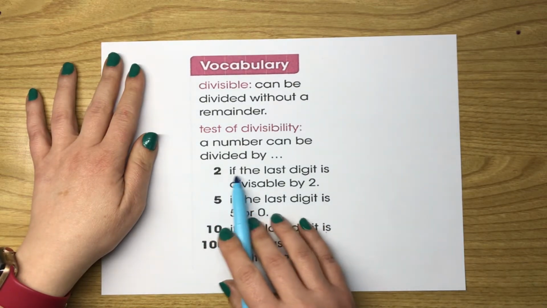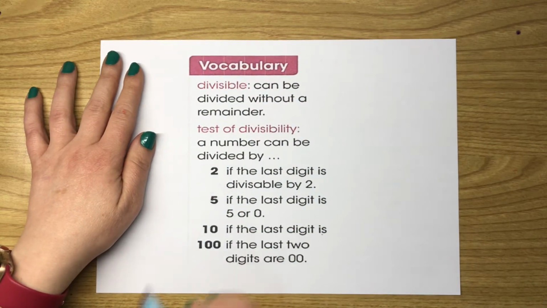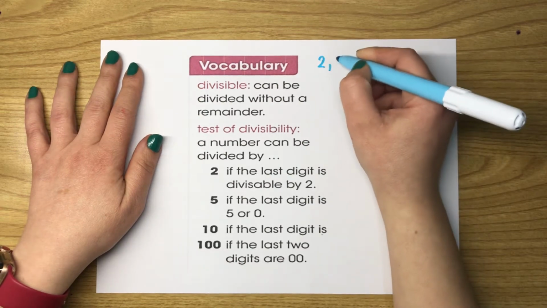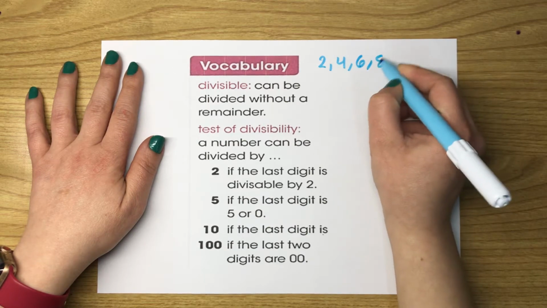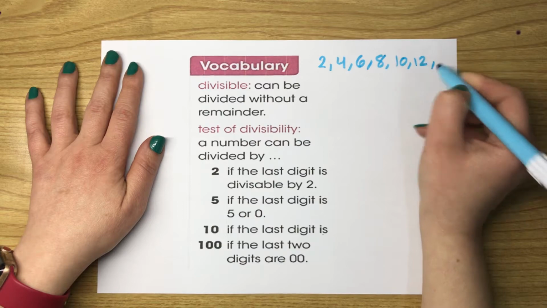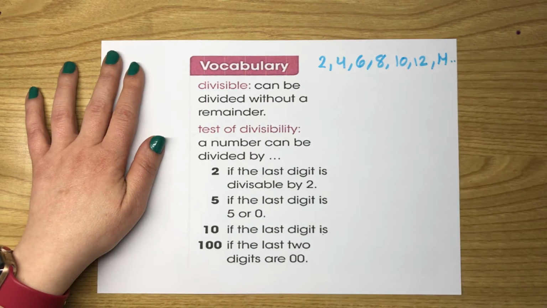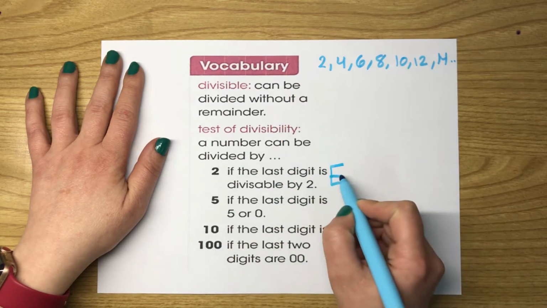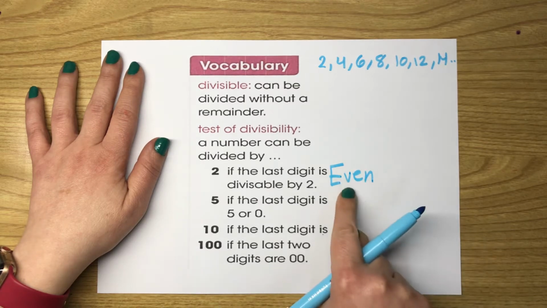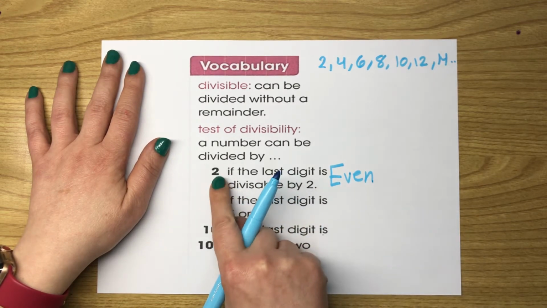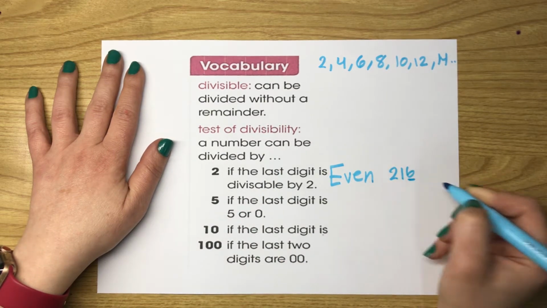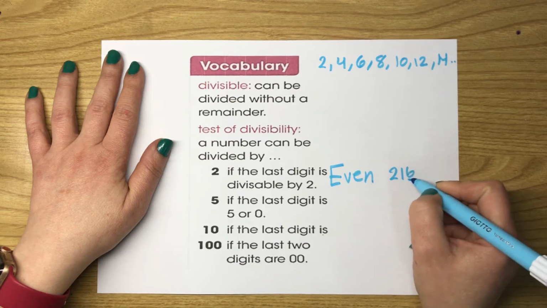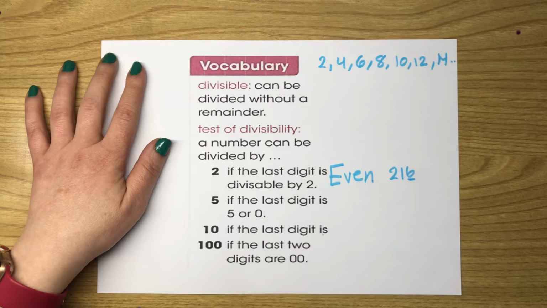let's have a look at the multiples of 2. What are the multiples of 2? 2, 4, 6, 8, 10, 12, 14, and so on. What do you notice about all of these numbers? All of these numbers are even. Then any even number is going to be divisible by 2, such as 216. 6 is even, so 216 is even, so 216 is divisible by 2.